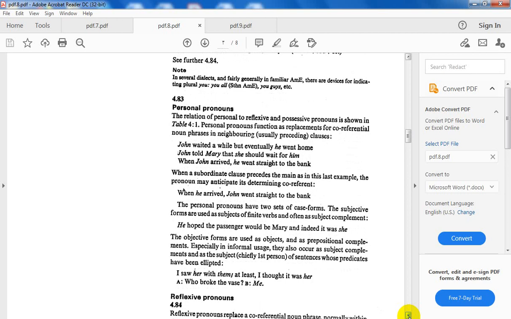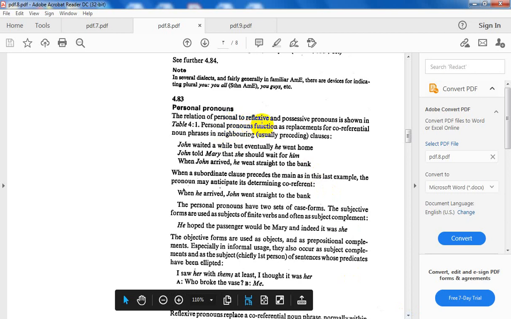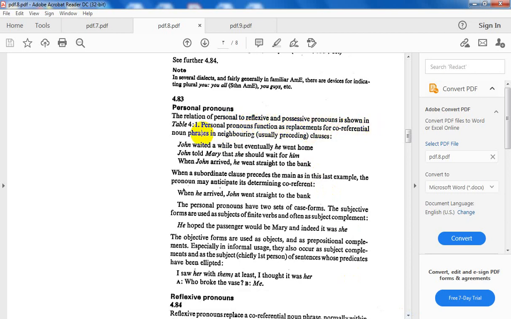They are the subjective and the objective case of nouns. I, we, he, she, they, it are the subjective pronouns and their objective cases. The relation of personal to reflexive and possessive pronouns is shown in the table that was previously discussed.